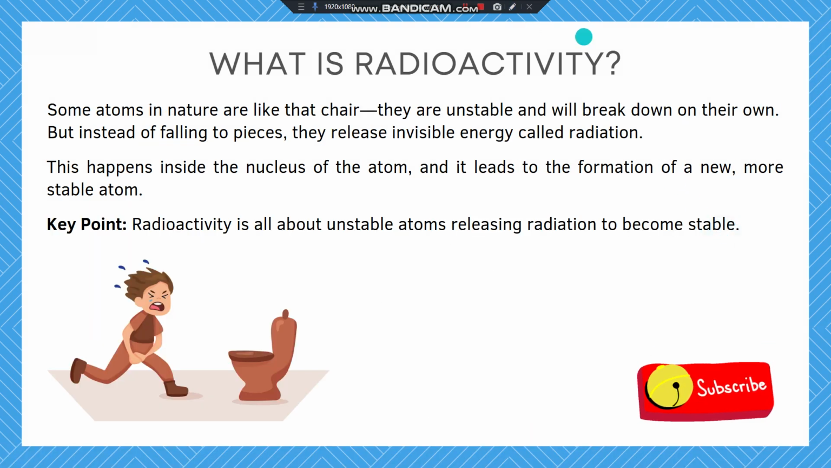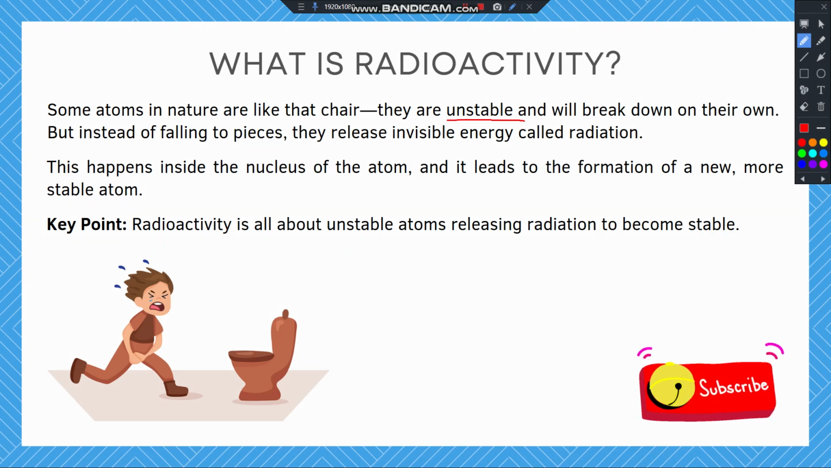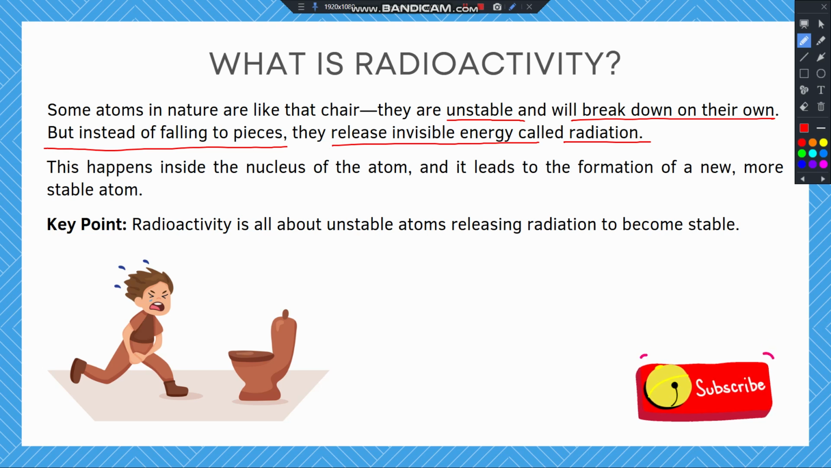Now, watch this. Some atoms in nature are like that chair. They are unstable and they will break down on their own. But instead of falling to pieces like that chair we just saw, they release invisible energy. That energy is called radiation. In the case of that chair, it broke down because it was unstable. But in the case of atoms that are unstable, they release invisible energy, and that invisible energy is called radiation. So the process through which unstable atoms release energy is called radioactivity.